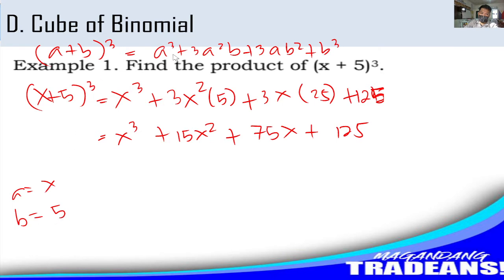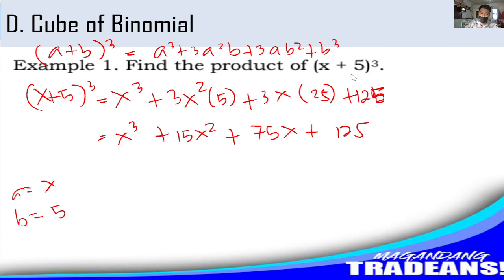Then we are going to substitute it here. So, what is our A? A here is X. Our B is 5. So, A cubed, that means X cubed. 3A squared B, that means 3X squared times 5. 3AB squared, that means 3X times 25. Plus B cubed, that is 125.